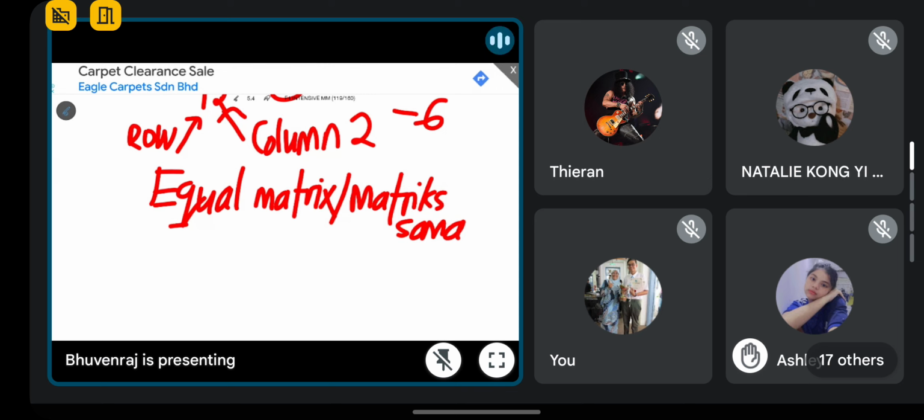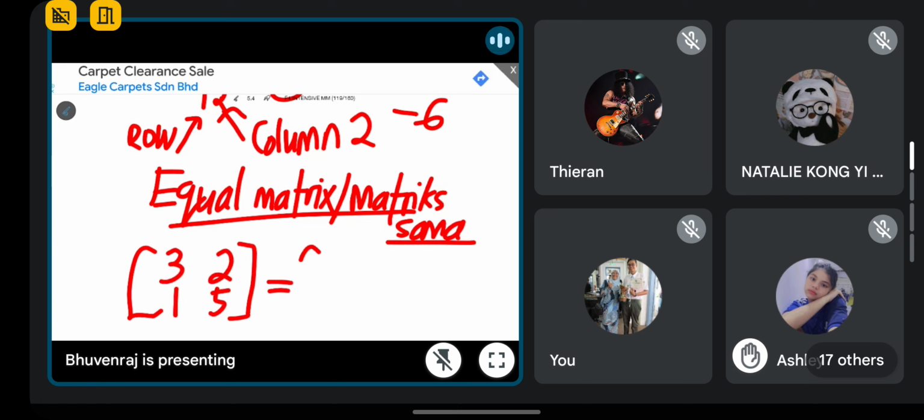Okay, so we go to the next part. Equal matrix, matrix sama. So let's say 3, 1, 2, 5, satu matrix macam ni. This is one part of matrix and they will give you something like this.